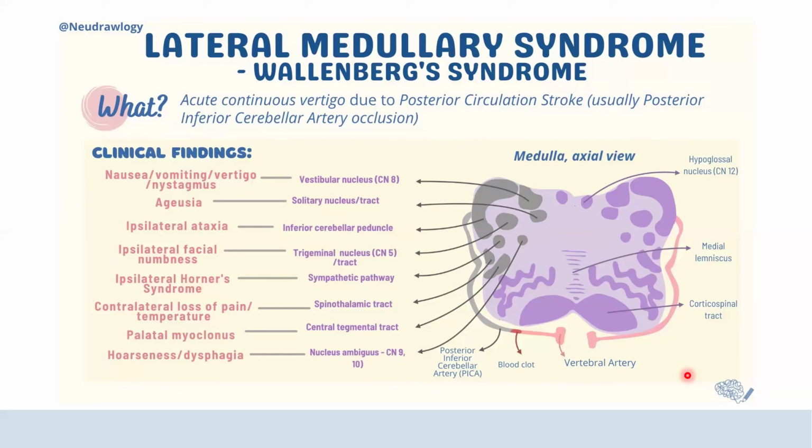I have the sympathetic pathway. I have the spinothalamic pathways. I have my ninth and 10th cranial nerves. I have my fifth cranial nerve and my eighth cranial nerve right there on the top, right? So because all of those are affected, I get this type of presentation where I have nausea, vomiting, vertigo through the vestibular nucleus. I have this ipsilateral ataxia because of the inferior cerebellar peduncle. I have ipsilateral Horner's syndrome when I'm referring to the sympathetic pathway.